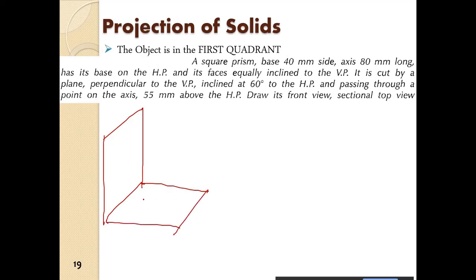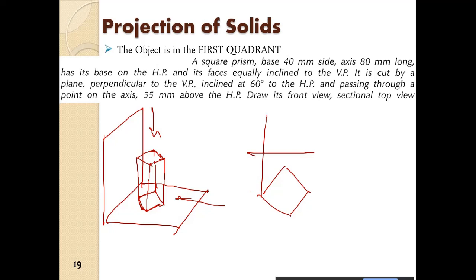This is the HP and this is the VP, and the square prism is standing like this in front of the VP. Okay. So the top view you will see is like this, and the front view, when you project it up.